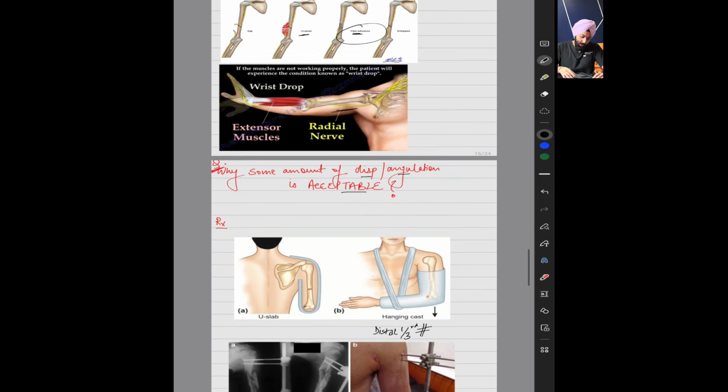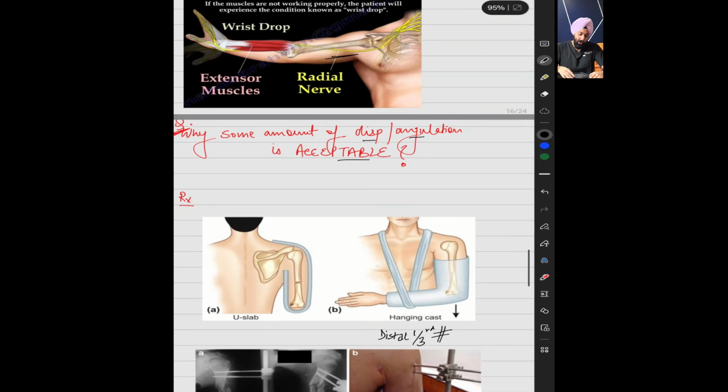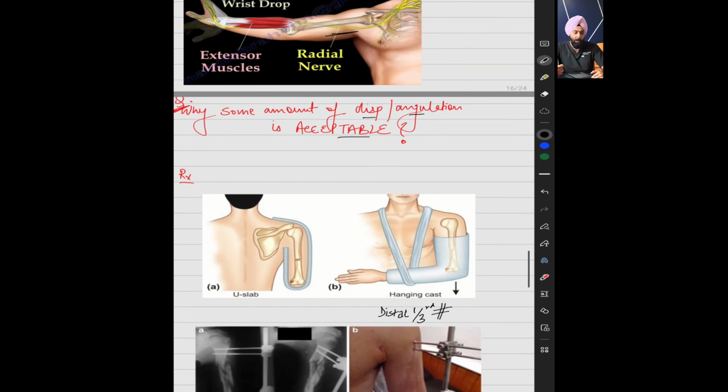Okay. So now the question arises, why is some amount of displacement or angulation acceptable? The primary reason is that proximally we have the shoulder joint, a multi-axial joint, so even if there is some decrease in range of motion due to malunion, it is compensated for. The second reason is that in the lower limb, some shortening presents with a limp, whereas in the upper limb it goes unnoticed. The third and final reason is that we have thick muscles over the upper limb, so the malunion is not so prominent.